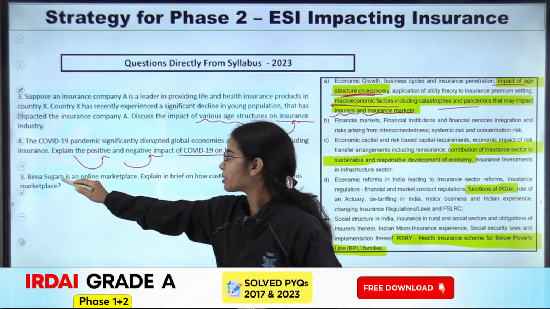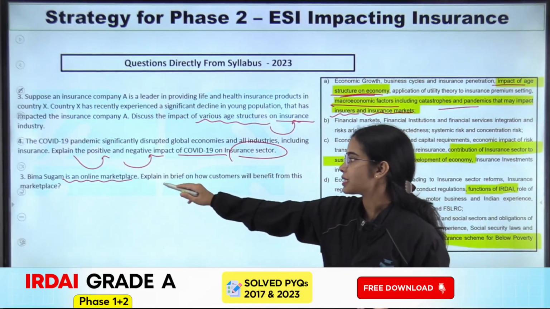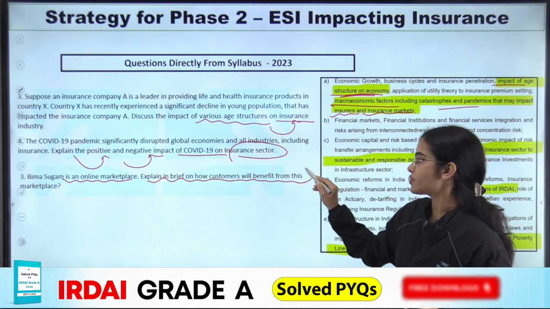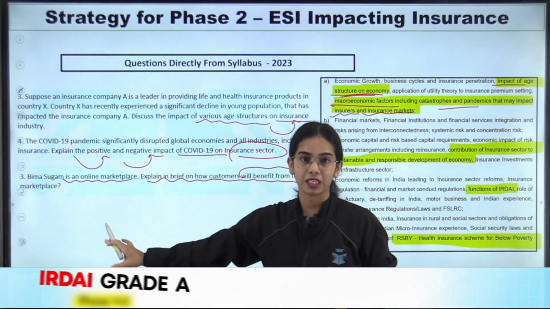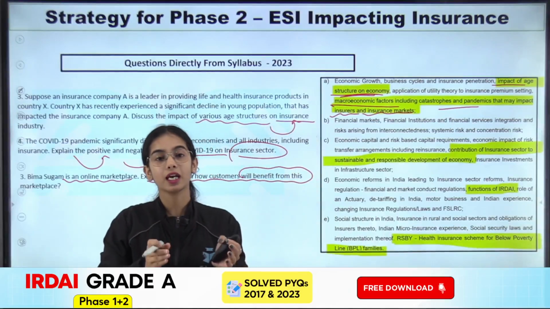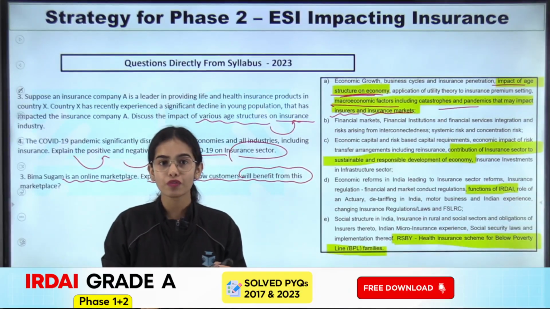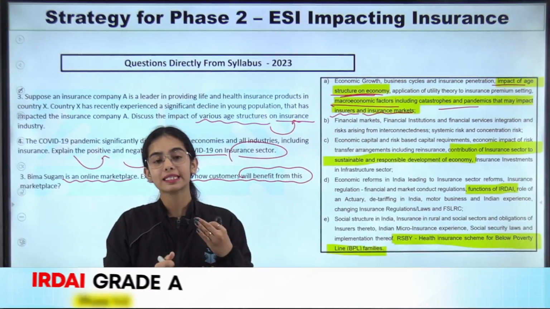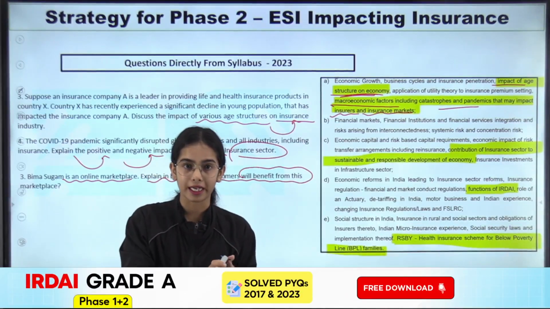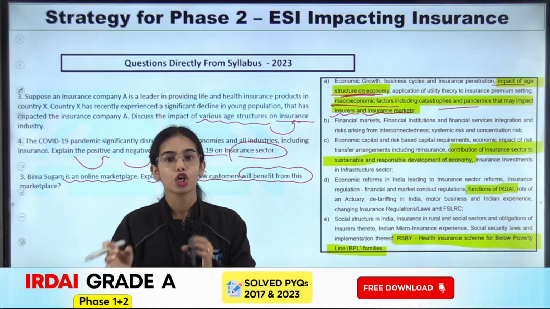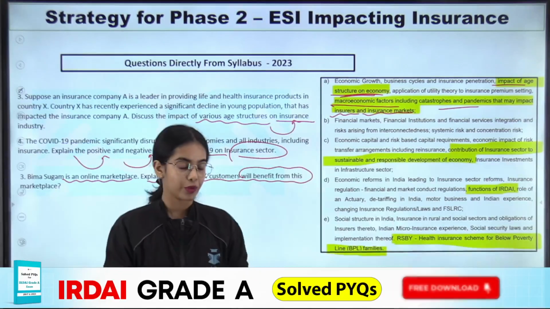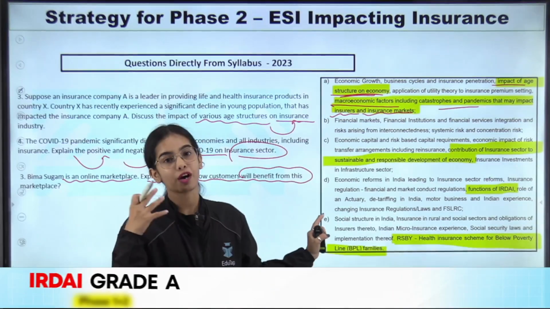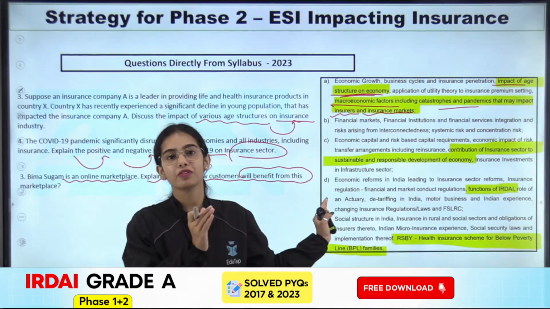Now the next question is, Bima Sugam is an online marketplace. Explain in brief how customers will benefit from this marketplace. So any step taken by the IRDAI, the functions of the IRDAI, or the changes brought by the IRDAI in the insurance sector, that becomes very important. So that also you have to focus on. Okay, so these are some areas that you have to focus on, or from where the previous year questions have come.